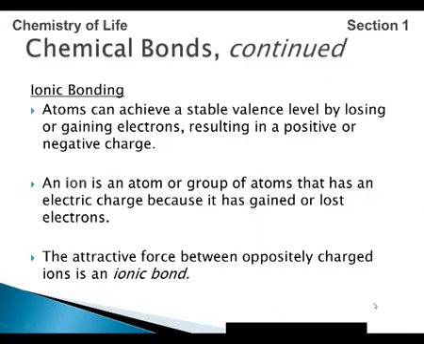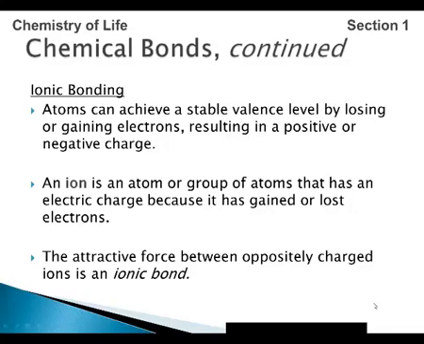The next type of bonding that I'd like to talk about is ionic bonding. Typically atoms can have or give away charges. Electrons, in this case, would be an example of that. So atoms can achieve stable valence levels by losing or gaining electrons.